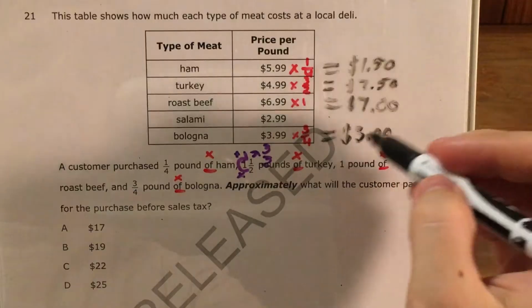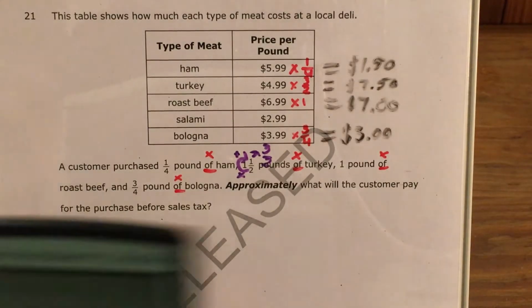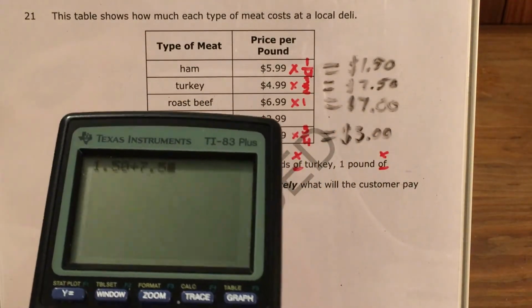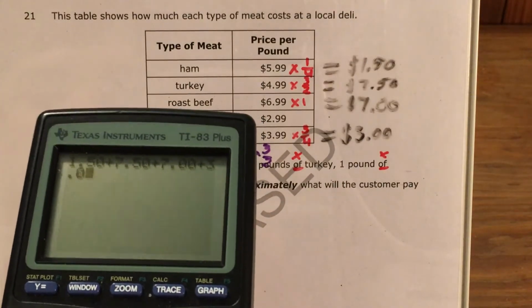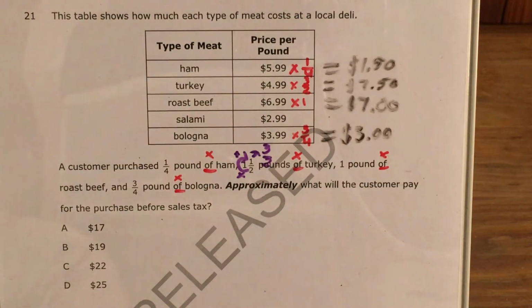Now all I have to do is add all these up, because we're finding out what the customer is paying for the entire purchase. So that's $1.50 plus $7.50 plus 7 plus 3. That's going to be almost exactly $19, counting what all we've rounded. I look at my answer choices, and I see that choice B matches what I'm expecting to get.